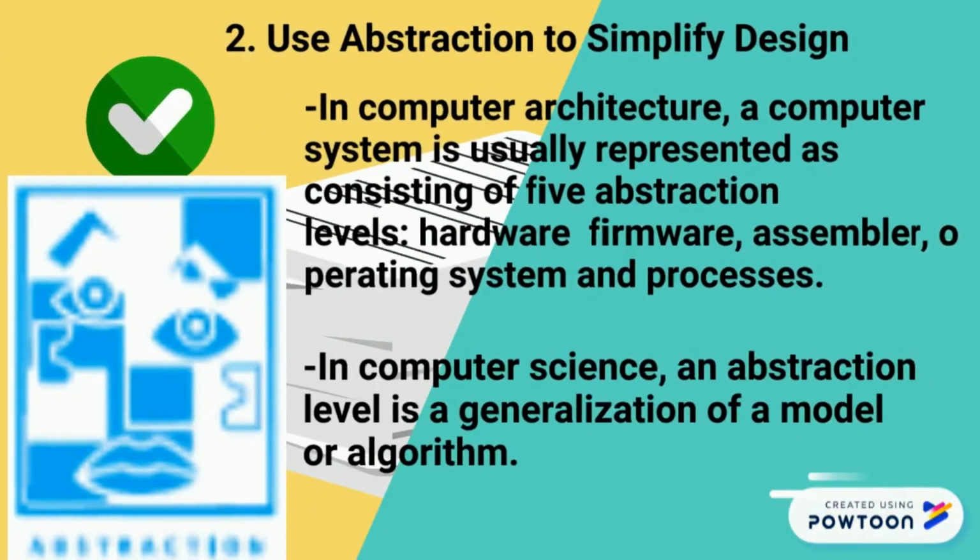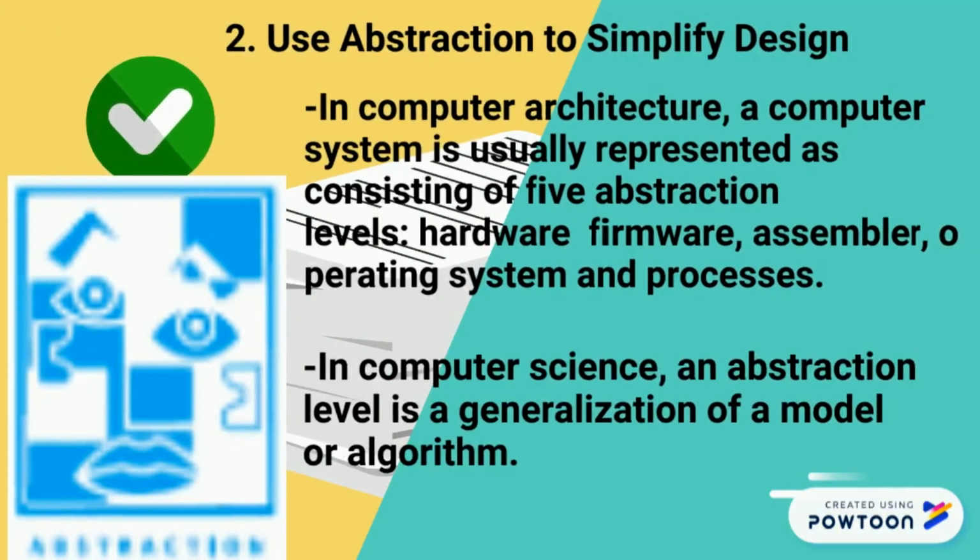In computer architecture, a computer system is usually represented as consisting of 5 abstraction levels: hardware, firmware, assembler, operating system, and processes. In computer science, an abstraction level is a generalization of a model or algorithm.